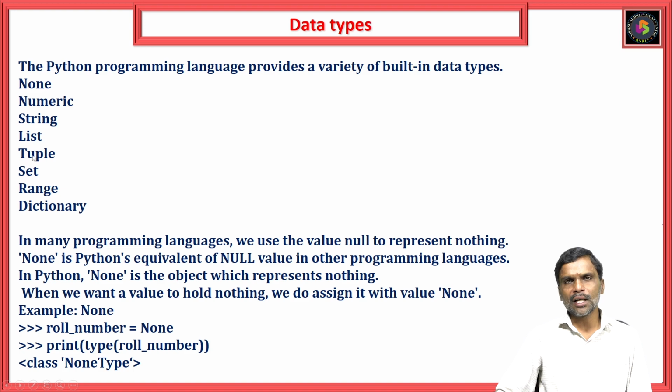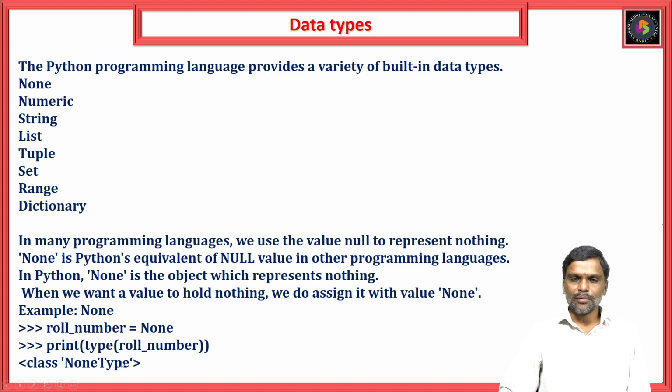None means if any variable doesn't contain any value, then it is called null in other programming languages. Here we simply term it as None. For example, you can see here, roll number = None. That means roll number doesn't have any value, that means empty. Print roll number. If you type roll number, which type of data type is that? We have discussed that the type function is used to know the specific type of data. So you will get NoneType here because no value is assigned. This is the NoneType data type.